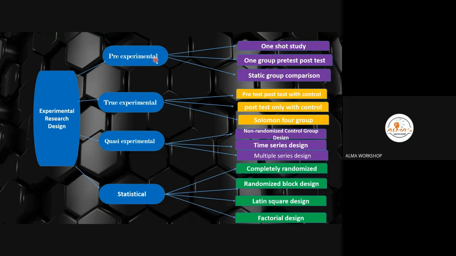We have pre-experimental research design, true experimental research design, quasi-experimental research design, and statistical research design. Pre-experimental research design has the types: one-shot study, one-group pretest-posttest design, and static group comparison design. Okay, one by one, I am trying to explain.